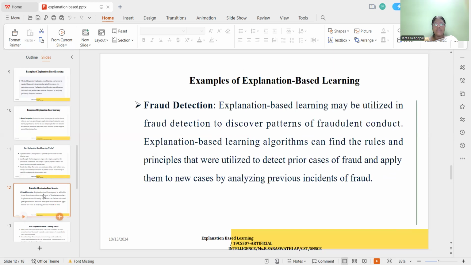Fraud detection. Explanation-based learning may be utilized in fraud detection to discover patterns of fraudulent conduct. The EBL algorithm can find the rules and principles that were utilized to detect prior cases of fraud and apply them to new cases by analyzing previous instances of fraud.